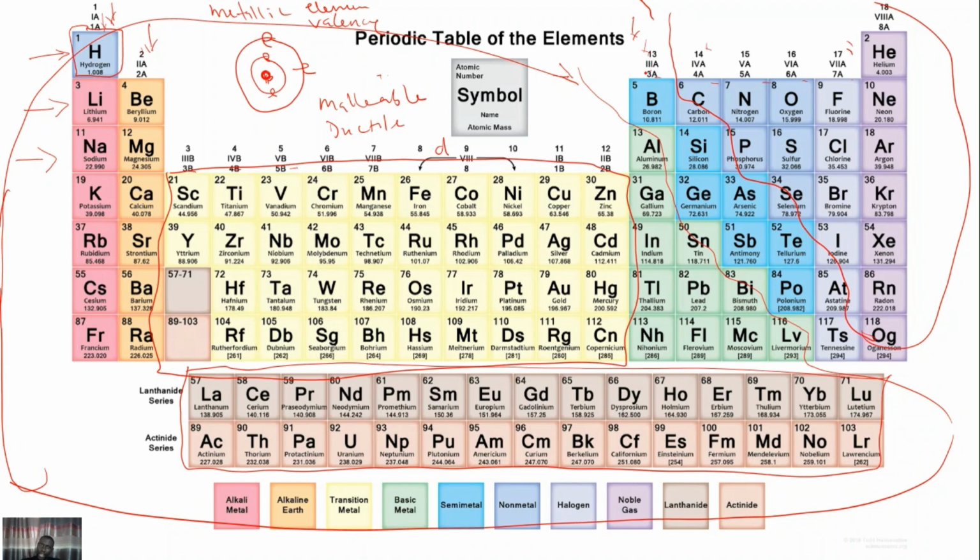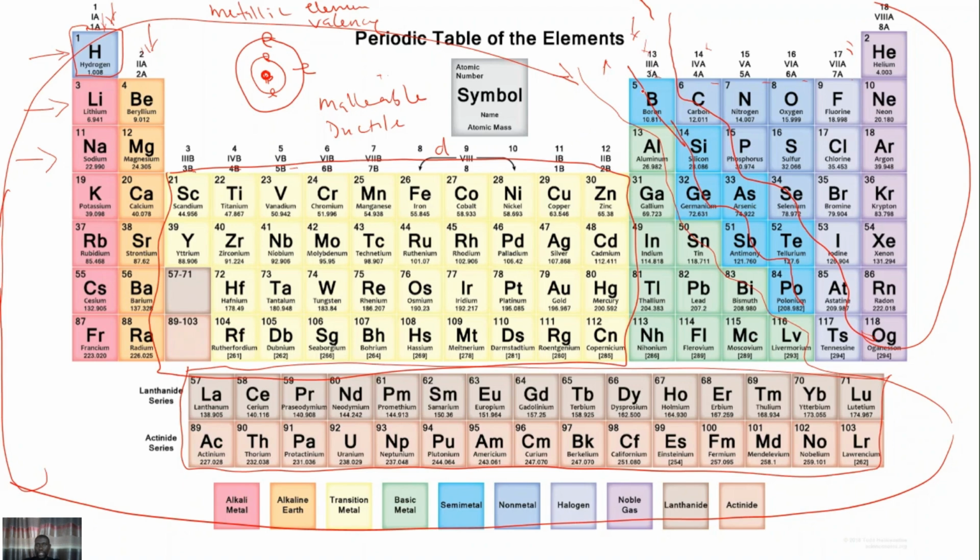The last one I've not talked about are the metalloids. The metalloids have their specific properties. They behave both like metals and like non-metals. They behave like metals in the sense that they can conduct heat and electricity. However, unlike metals, their conductivity increases with increasing temperature, unlike the metals, whose conductivity increases with decreasing temperature. That's one major difference between them.